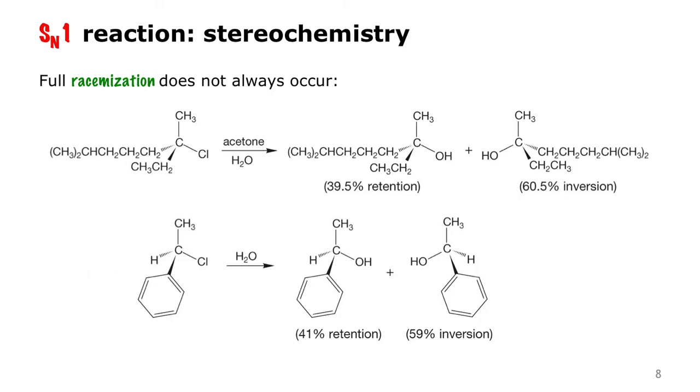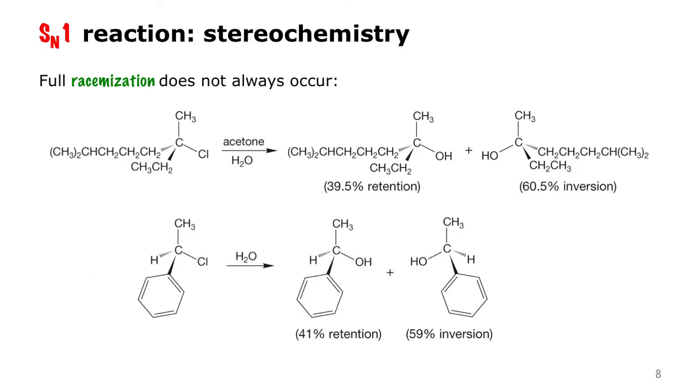While it looks like you would end up with a racemic product, it turns out that full racemization often doesn't occur. And there's actually a very good reason for this, but let's look at a couple examples of this and then see if we can understand why we're not getting exactly a 50-50 mixture.